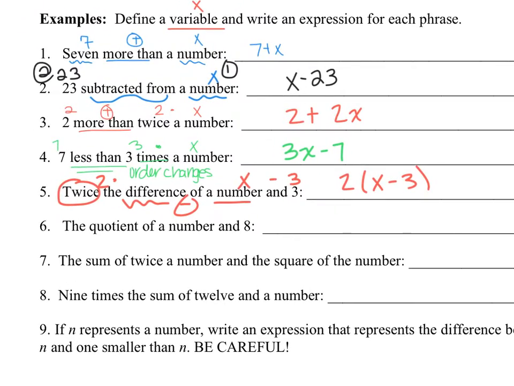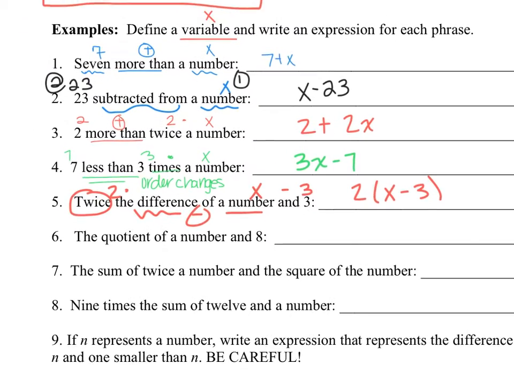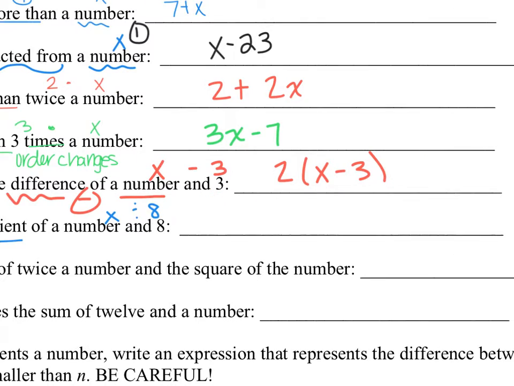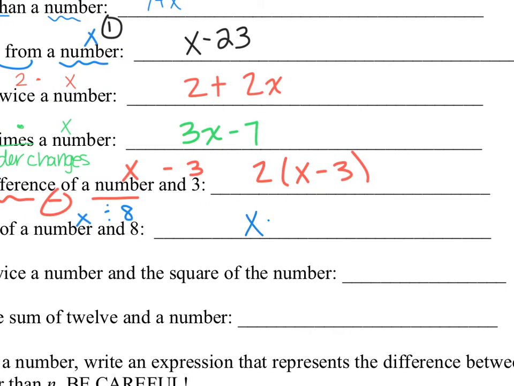So you're going to be doing parentheses whenever you see sum of and difference of. The quotient of a number and 8. Well, we know that quotient means division. And it's a number and 8. Well, my number is x, so I'm going to do x divided by 8. And that's your final answer.